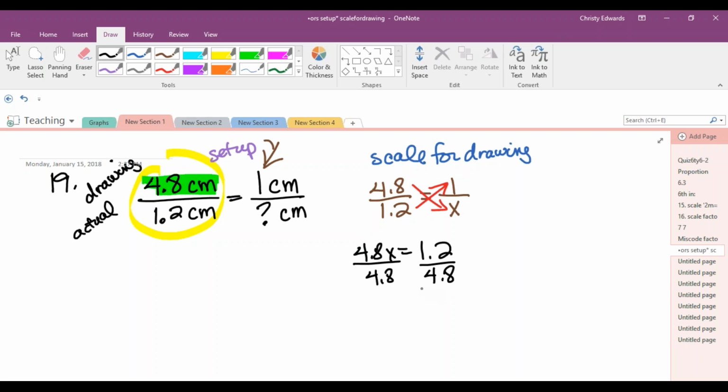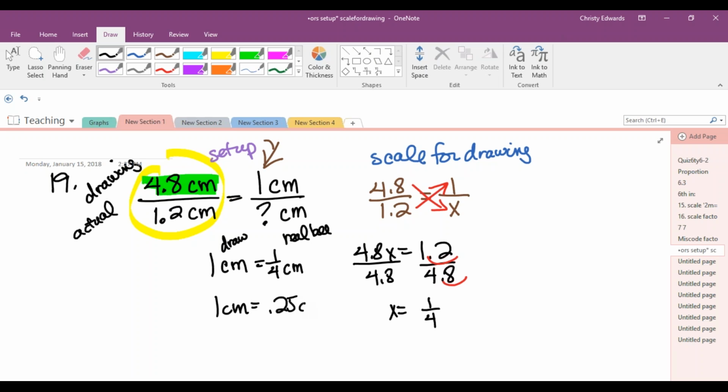Hey, remember my trick of moving the decimal over 1? Isn't it 12 over 48 too? Which is 1/4. So our scale is 1 centimeter for the drawing equals 1/4 centimeter in real life. Or you could say 1 centimeter to 0.25, which is probably what the book said.